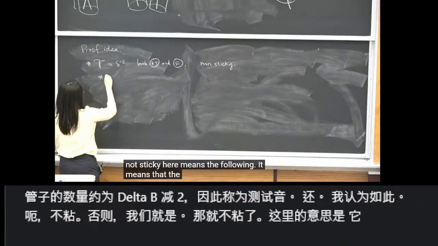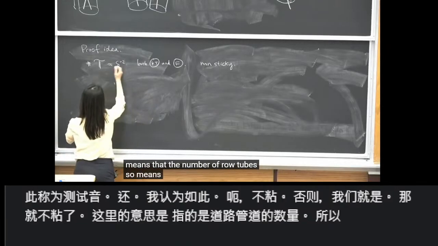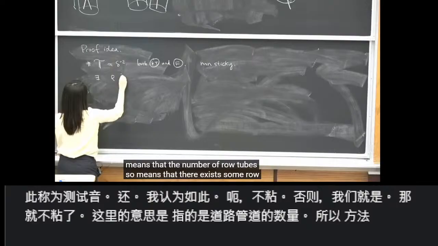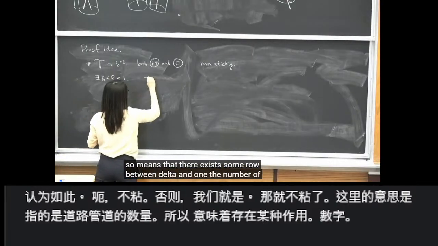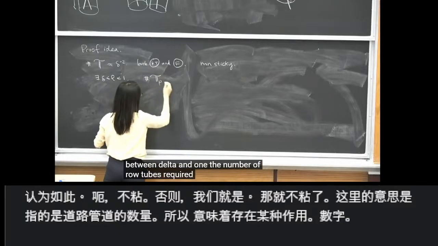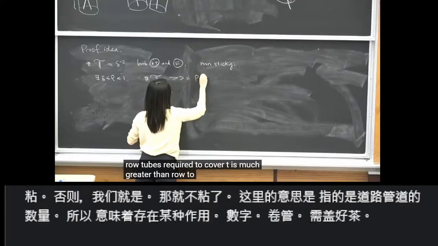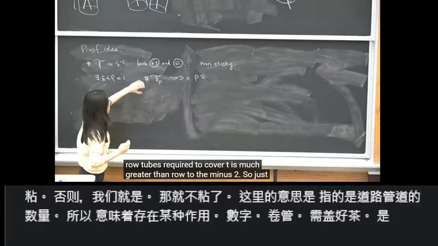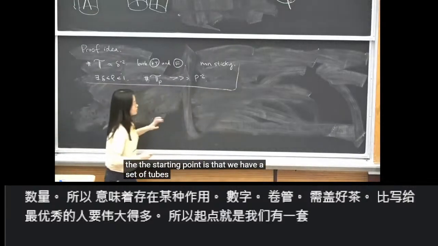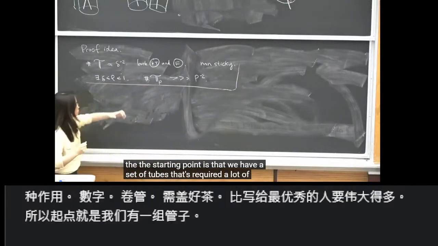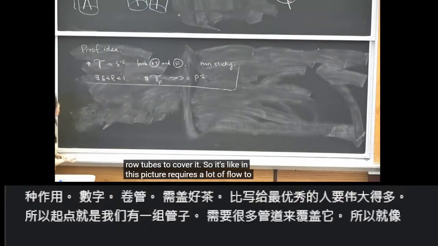It means that there exists some rho between delta and 1 such that the number of rho tubes required to cover T is much greater than rho to the minus 2. So the starting point is that we have a set of tubes that requires a lot of rho tubes to cover it. So it's like in this picture, it requires a lot of rho tubes to cover it.